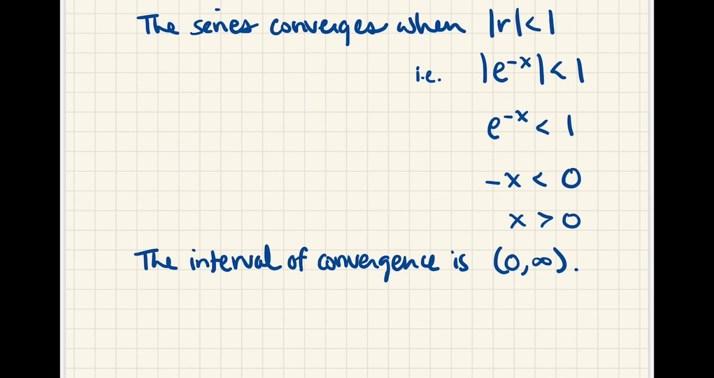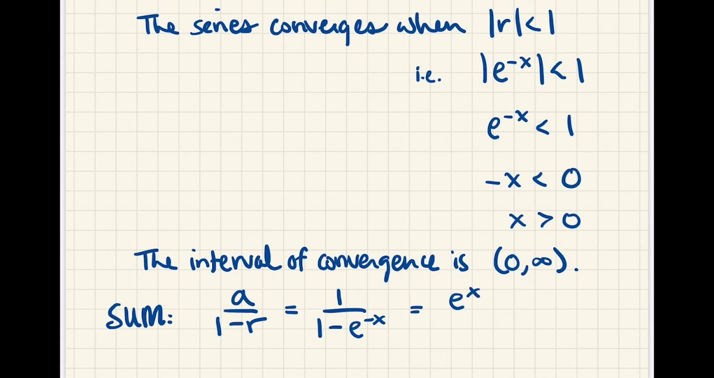Okay, well, the sum of the series is a over 1 minus r. Well, we found a earlier to be 1, and we found r to be, of course, e to the negative x. So that's a perfectly good answer. But we could also write this as e to the x over e to the x minus 1 if you wish.